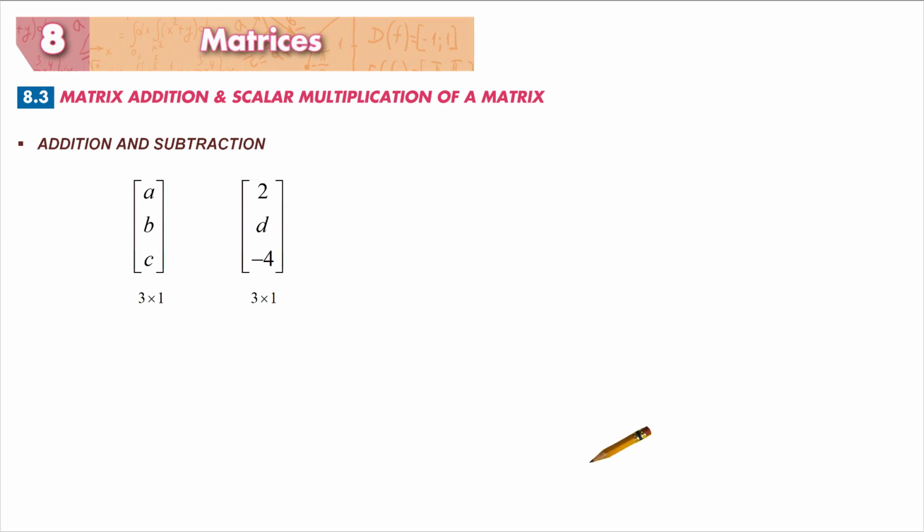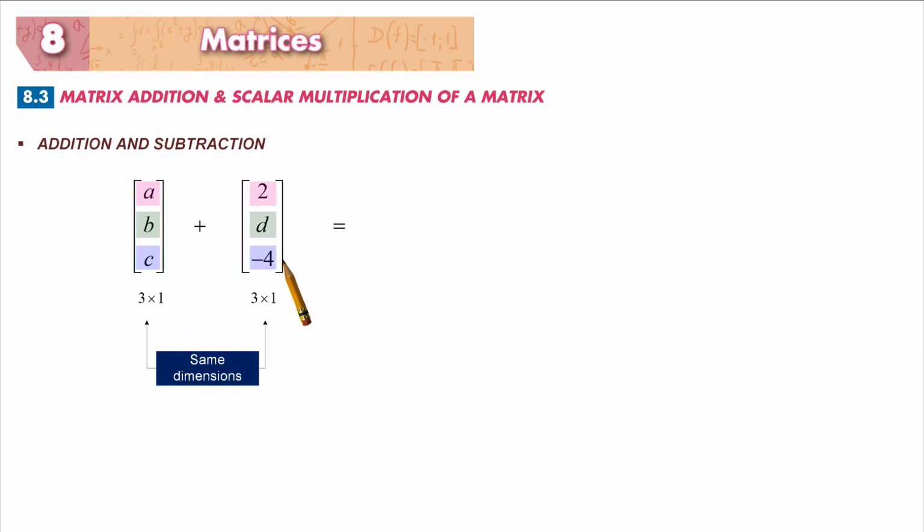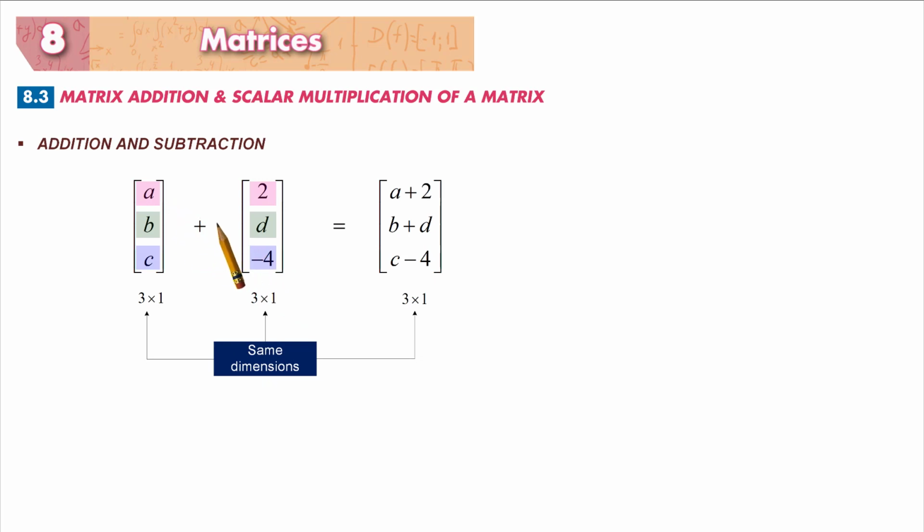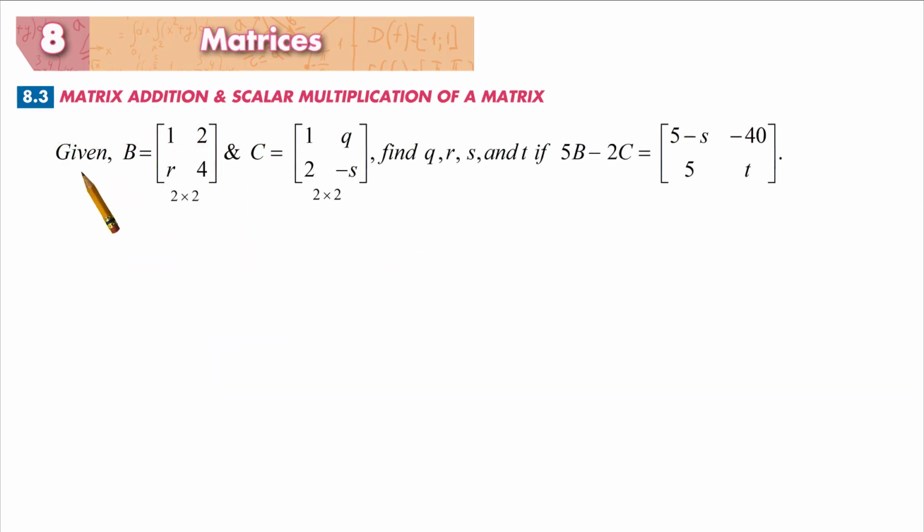Consider the two 3 by 1 matrices shown below. They can be added because they are of the same dimensions, and every element in the first matrix is added to the corresponding element in the second. That is A plus 2, B plus D, and C plus negative 4, resulting in a matrix of the same dimension. We could also derive equations for matrices and solve them.